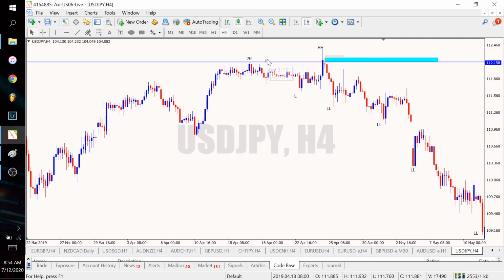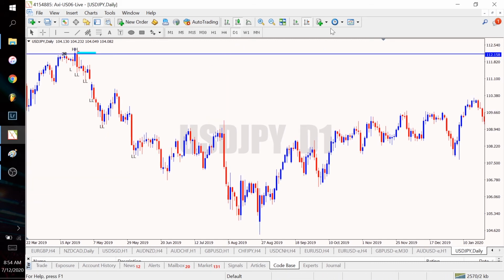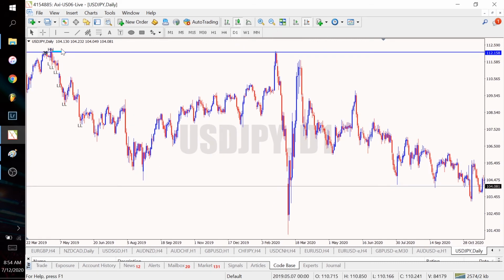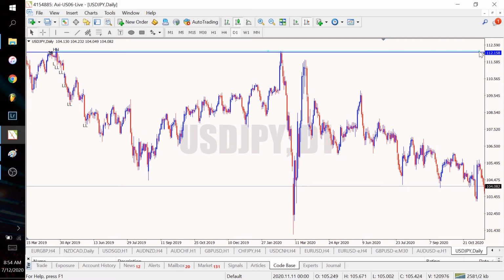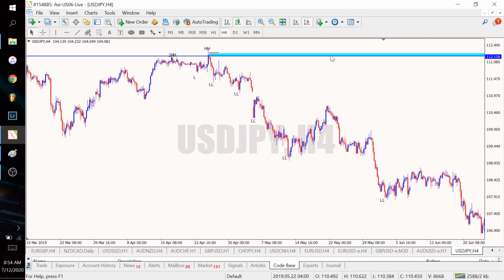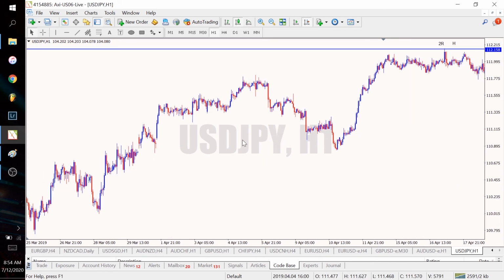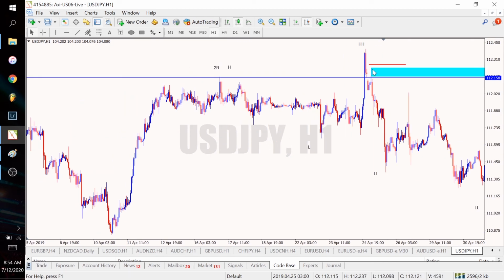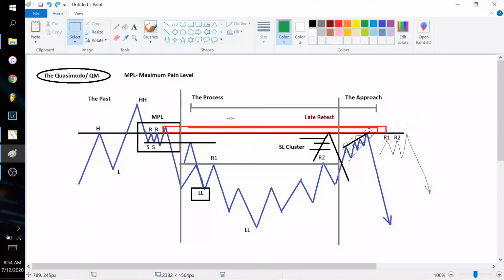I'm going to remove the 3R. This is our high. So this is our significant level. So let's drag this all the way across. Now you're probably looking at where the zone triggered already. But if we were in the situation where I would enter it, I would still wait for a little bit more price action. Remember our approach, the past, the process, and the approach.